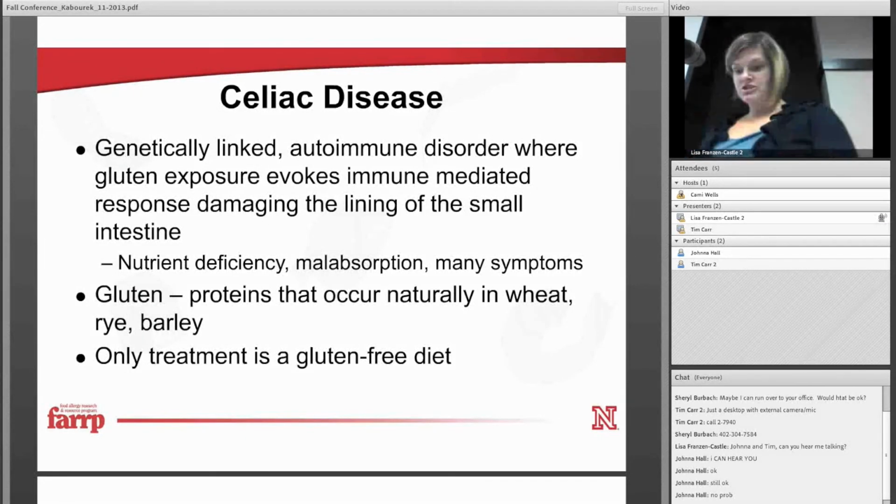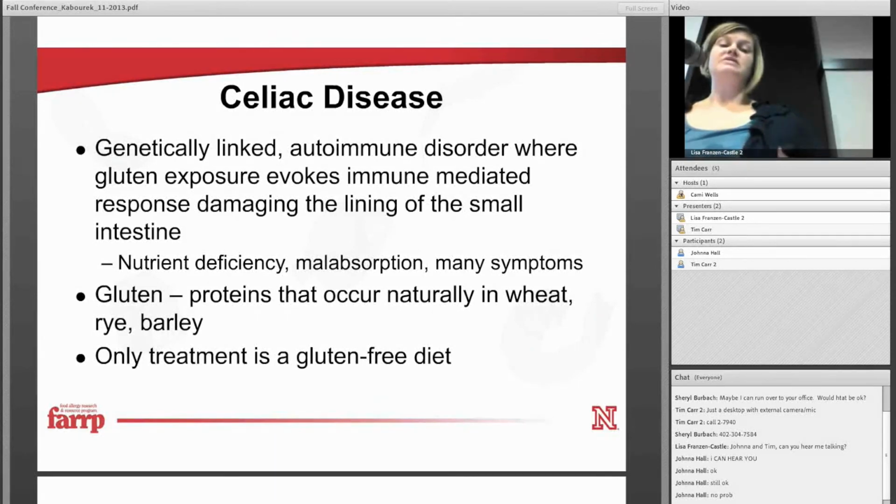So we are gonna change direction just a little bit and talk about celiac disease, because avoidance diets go into celiac disease as well. It is a genetically linked autoimmune disorder where gluten evokes an immune-mediated response. Generally, celiac disease is IgA-mediated, not IgE, like a food allergy. Lots of different symptoms go into celiac disease, but you'll often see nutrient deficiency, malabsorption, infertility, migraine headaches. It runs the gamut. It is brought on by gluten proteins that naturally occur in wheat, rye, and barley, and the only treatment is a gluten-free diet.